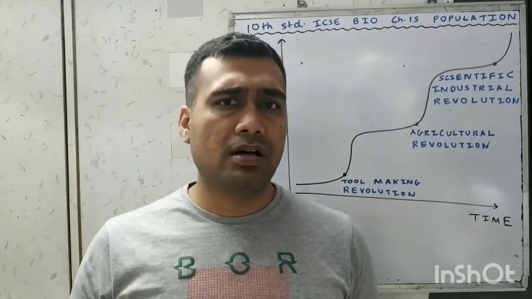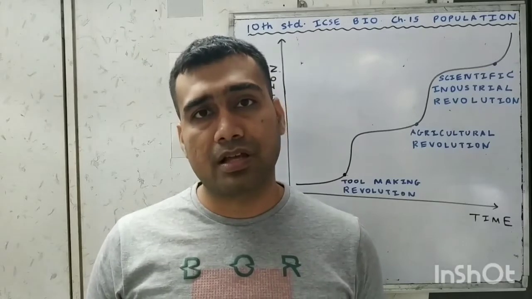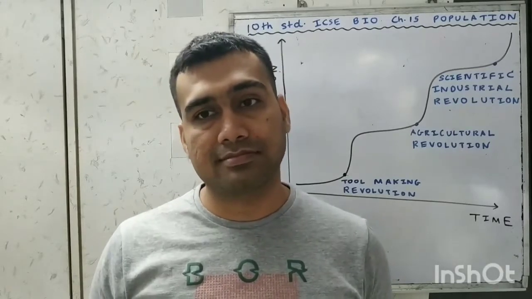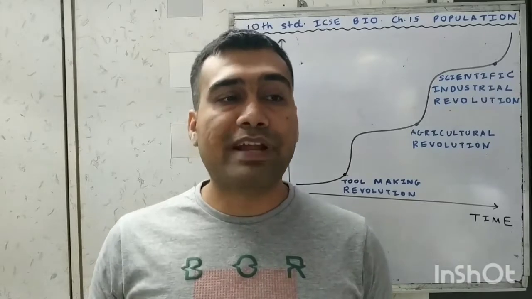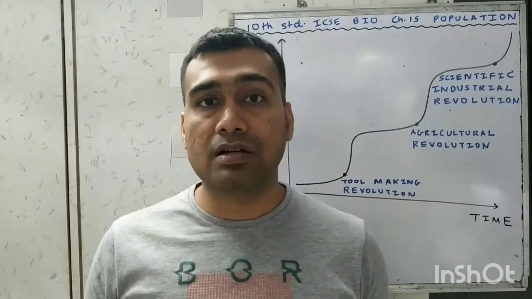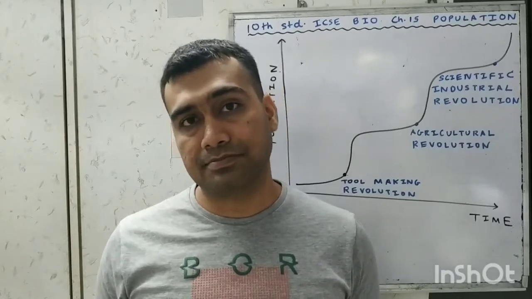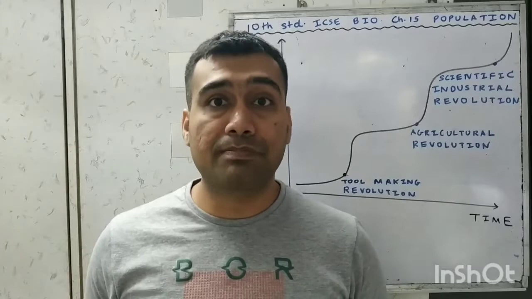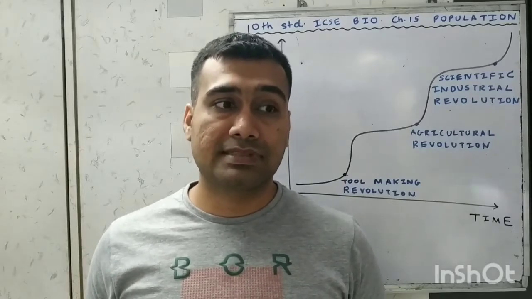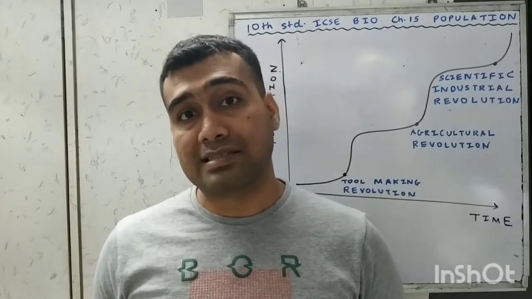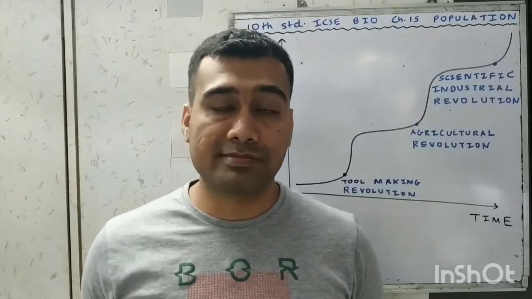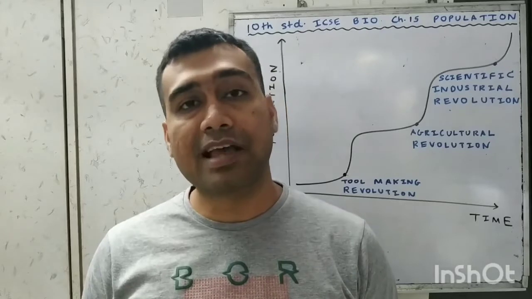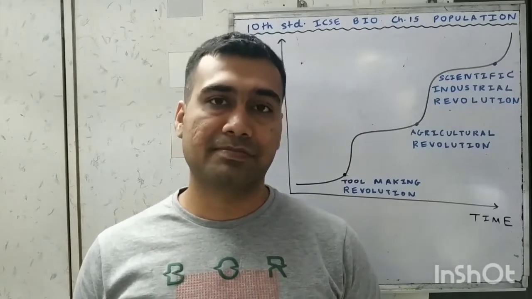Now let's study some technical terms. Demography. That's the statistical study of human population. Population density is the number of individuals per square kilometer at a place and time. Birth rate or natality is the number of live births per 1,000 people per year. Death rate or mortality is the number of deaths per 1,000 people per year. And the difference between the two is called growth rate.